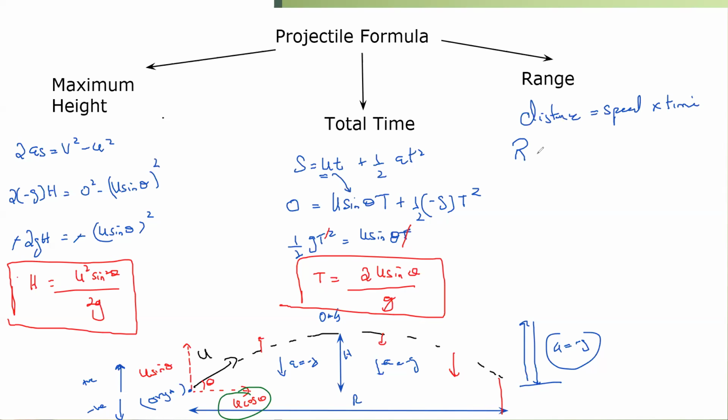So the distance is a range here. What about the speed? Which speed should I substitute? The horizontal speed, which is u cosine theta. And what about the time? Time is the total time of the flight, which is 2u sine theta over g. So I can substitute here 2u sine theta divided by g.